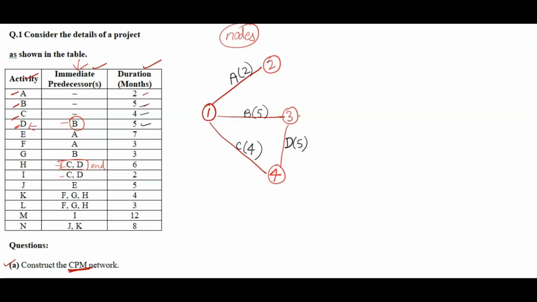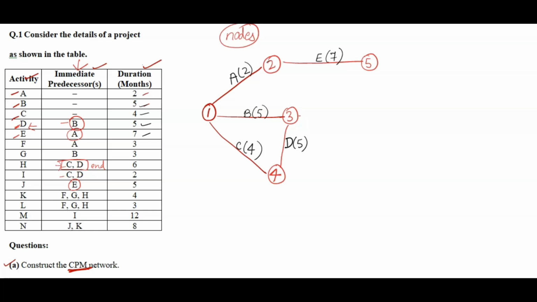Now next activity is E. For E activity the immediate predecessor is A, that means E will start from A. And is E there anywhere? E is there in the predecessor column, here in the predecessors column. But E is independent, so we can form it. So E will start from A, and here we can write the ending node as 5 because the next number is 5, and E is 7 months, so E 7, like this we can write.